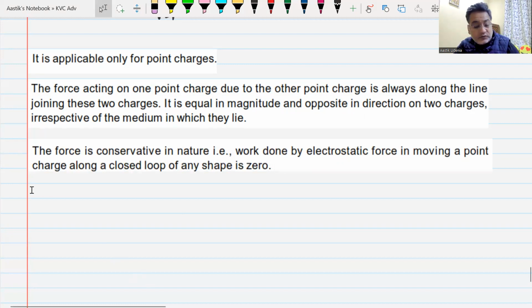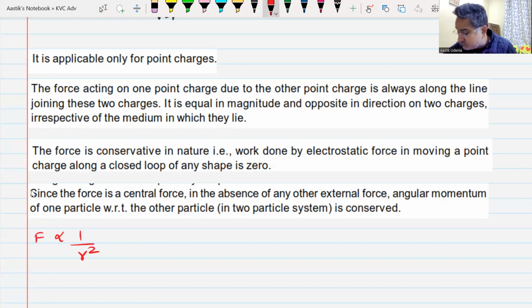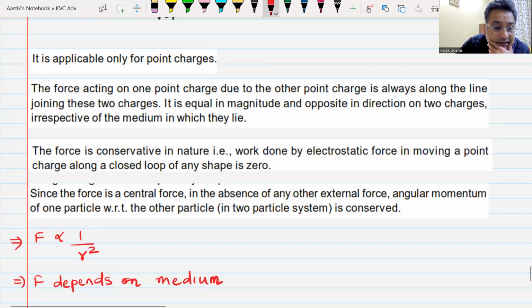This force is also a central force. When I say central force, I mean the force is directed along the line joining the two charges. Yes or no? Yes. Remember, this force is proportional to 1 by r squared. I have already told you that. Yes or no? This force depends on the medium between the particles. I have told you that. Yes or no? These are some of the points that you must remember about this force. Do we understand this? Understood, sir. Pakka, sir? Yes, sir. No doubt on that, sir. I'll give you 5 minutes to note this down.